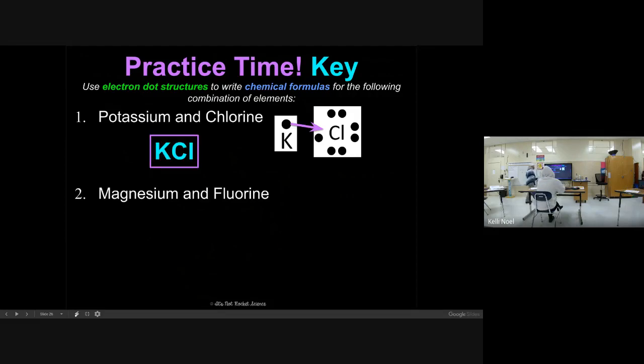Magnesium, I'm going to look in my first 2 columns. Magnesium is actually in the second column, so I have 2 dots. And it is going with fluorine. Fluorine is in the same column as chlorine, so it has 7. I have 1, I still have 1 for magnesium, I have to do another one. So it's MgF2.